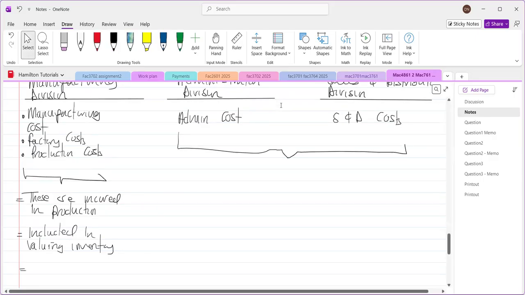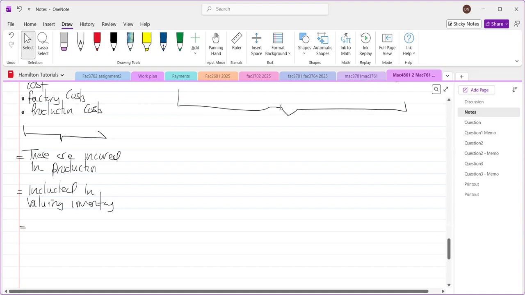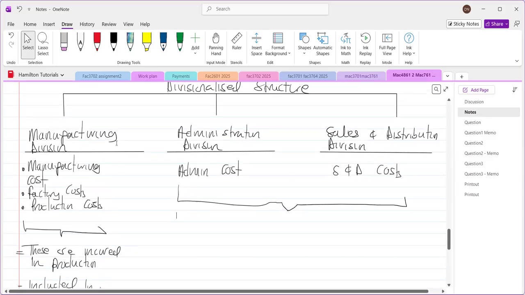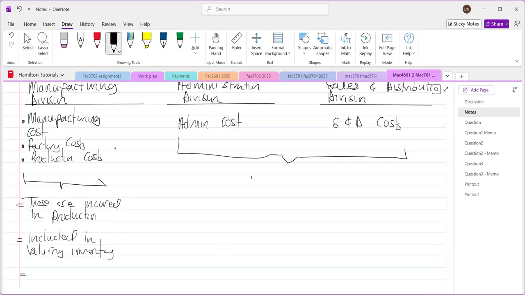Whenever you say, what is the value of closing inventory? What is the value of the units that are manufactured? You only take into account the manufacturing costs. You don't take into account administration and sales and distribution. Those are non-manufacturing costs. So these are called non-manufacturing costs.